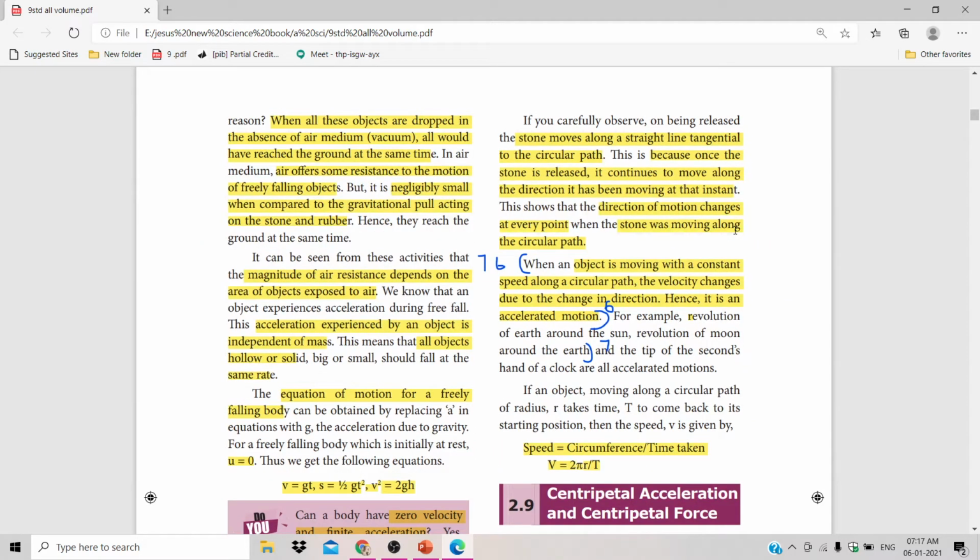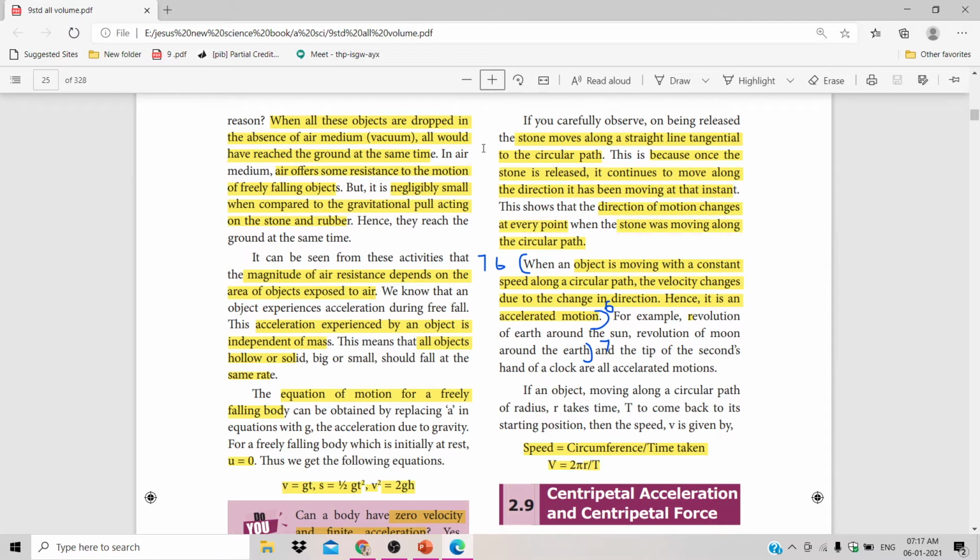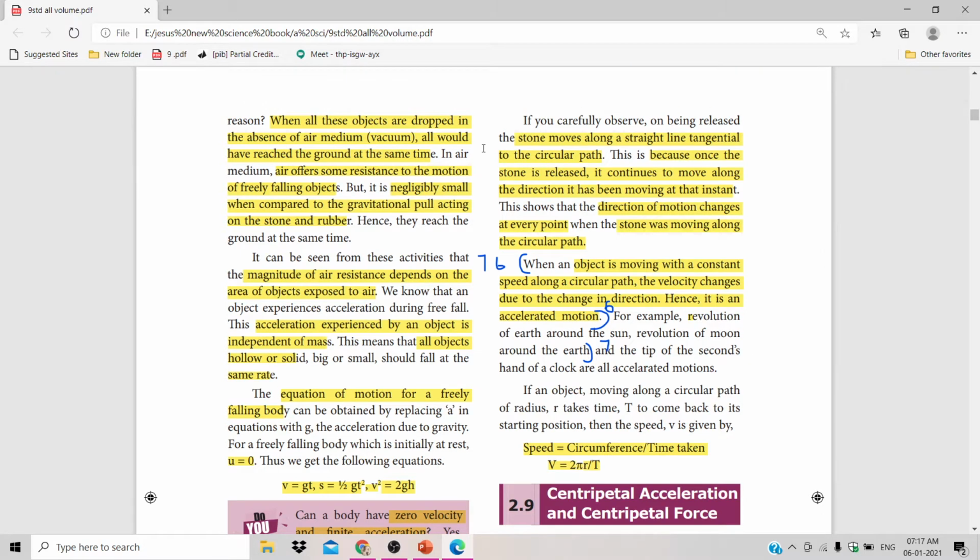See, if I drop a stone, eraser, paper or anything in a vacuum. What is the meaning of vacuum? Vacuum is nothing but there is no air. There is no air at all. In that medium, all the things reach the ground at the same time.